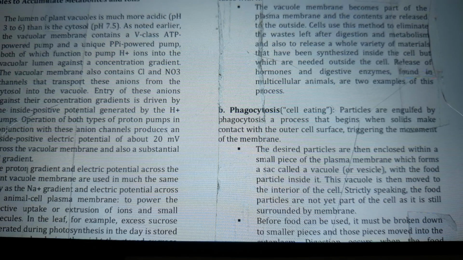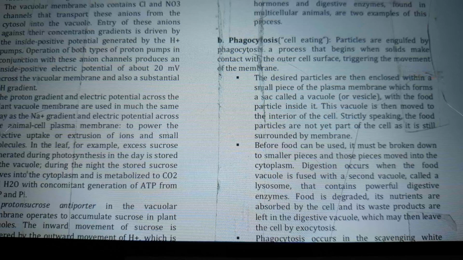Example 4. Numerous transport proteins enable plant vacuoles to accumulate metabolites and ions. The lumen of plant vacuoles is much more acidic, pH 3 to 6, than the cytosol, pH 7.5. As mentioned earlier, the vacuolar membrane contains a V-class ATP-powered pump and a unique PPi-powered pump, both of which function to pump H+ ions into the vacuolar lumen against a concentration gradient. The vacuolar membrane also contains Cl- and NO3- channels that transport these anions from the cytosol into the vacuole.